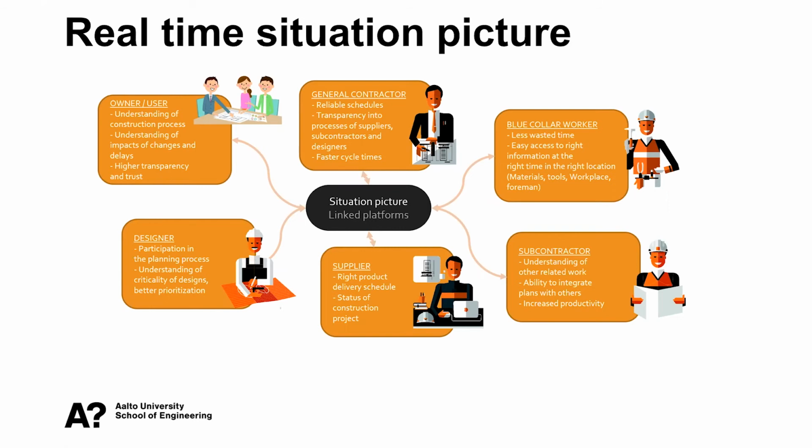We need to link the designs. We need to link the owner and change management. General contractors need information about their supply chain, availability of resources, and so on. The blue-collar worker needs easy access to the right information at the right time in order to have less wasted time. And all the subcontractors need to understand all the aspects of related work and be able to integrate plans with others in order to get increased productivity.